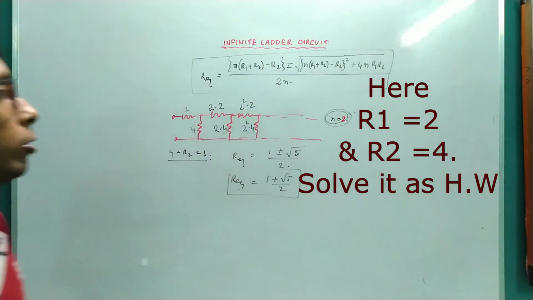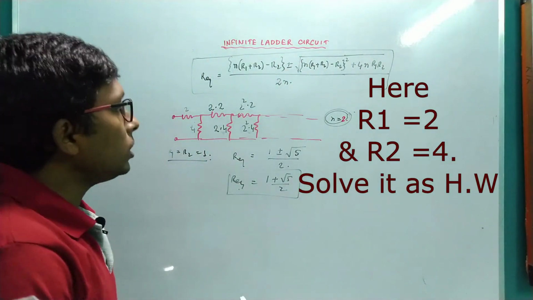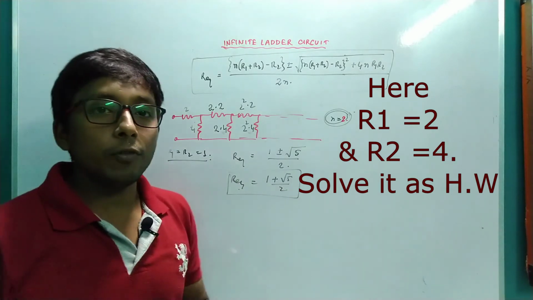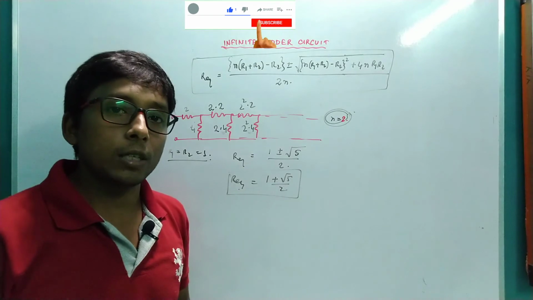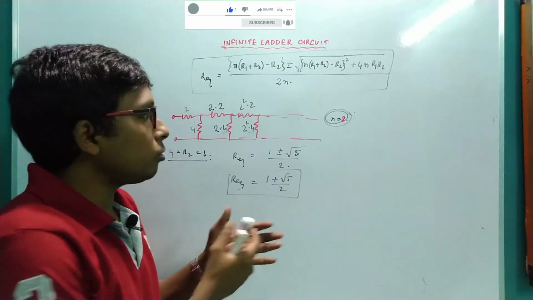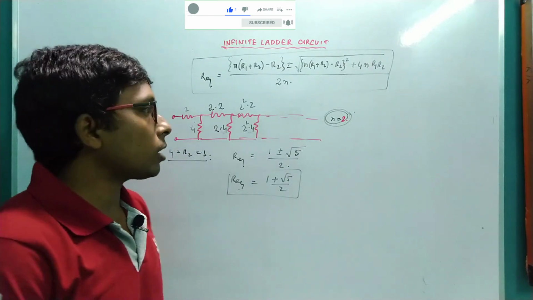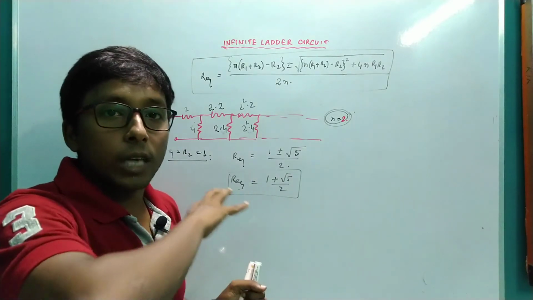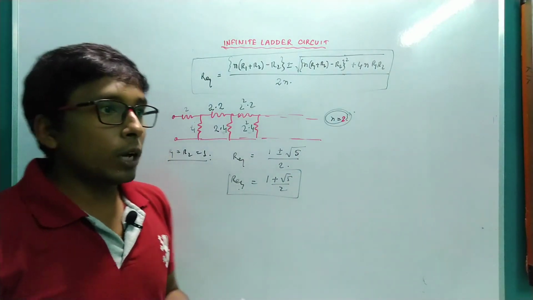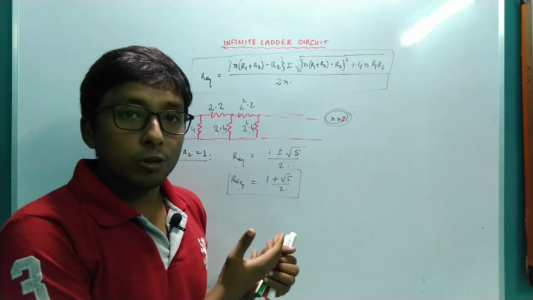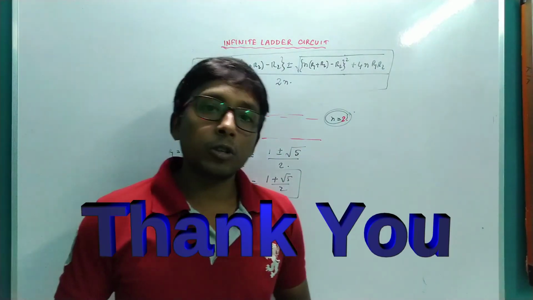Now if N equals 2, you just put N equal to 2 here and you will get the solution. In this way you can solve any kind of infinite ladder circuit, and you can also solve circuits containing capacitors, because you know how to calculate series and parallel connections for capacitors. So you can also calculate for infinite ladder circuits with capacitors. I think this is the most general way to solve the infinite ladder circuit. So thank you for watching.